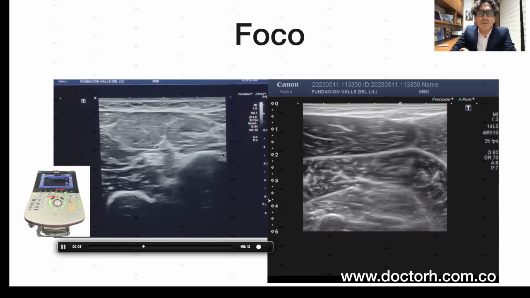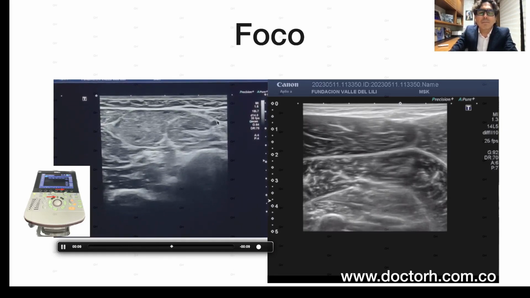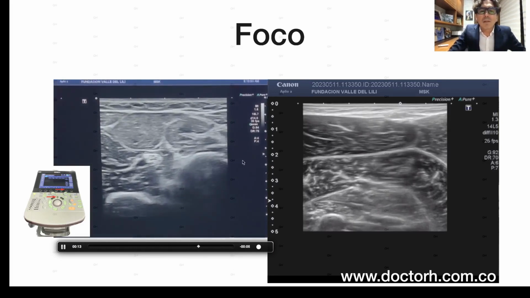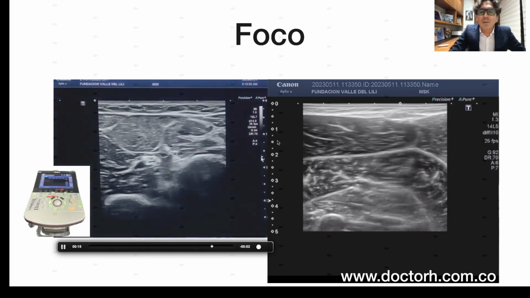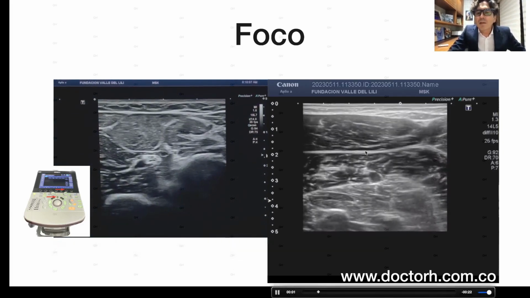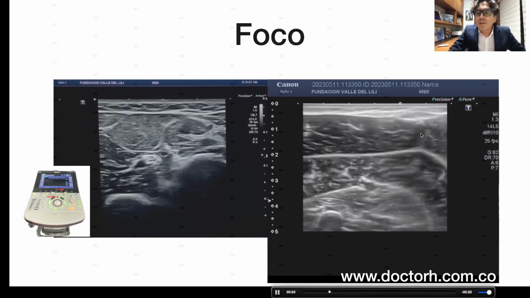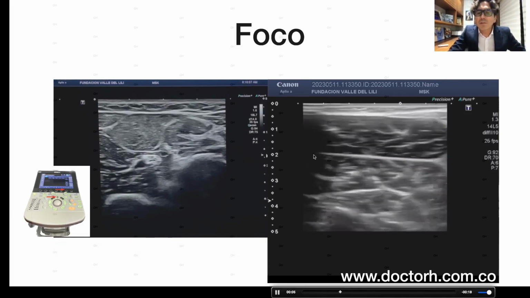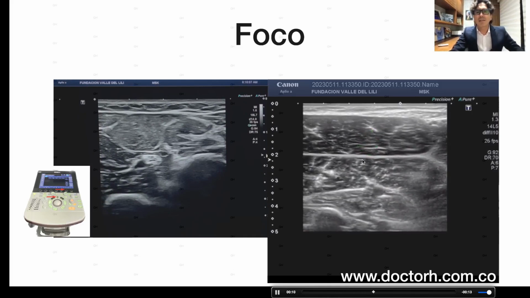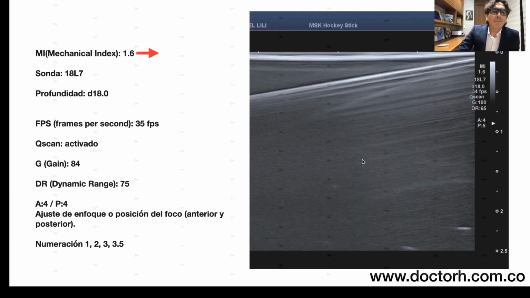Notice that lowering the focus then adjusts all the configuration parameters. The tissue becomes brighter or more hyperechoic depending on where we place the focus. So let's look at it here. We can also concentrate on a specific area, and by changing the parameters, changing the focus changes the configuration parameters and gives us more defined images in a segment. These are the basic configuration parameters.